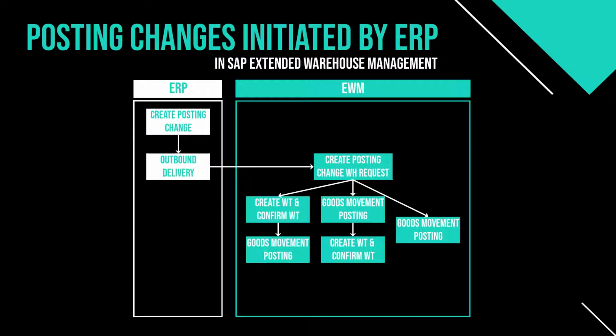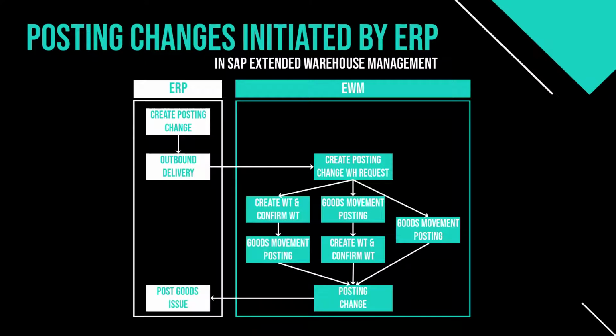All three ways will result in finishing the actual posting change process in the warehouse and trigger a message towards the ERP system. This message is technically nothing else than posting the goods issue for the created outbound delivery. And the posting change process triggered by the ERP system is finished. Now we learned that there are different ways to perform the posting changes in the EWM system. So let us check out how the customizing settings influence the posting change handling.